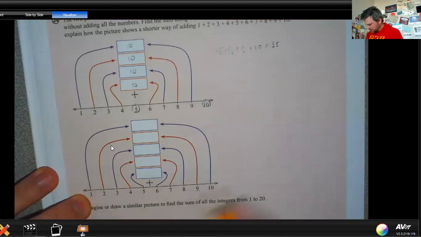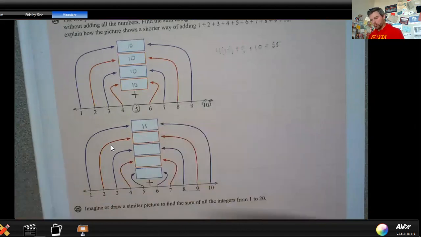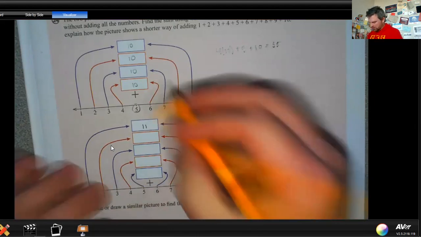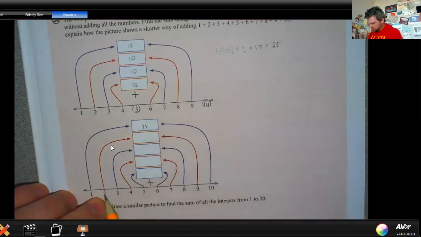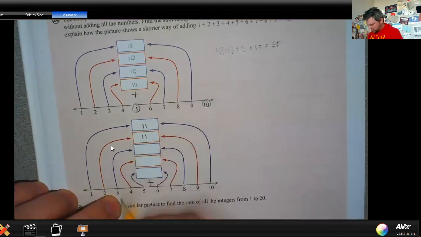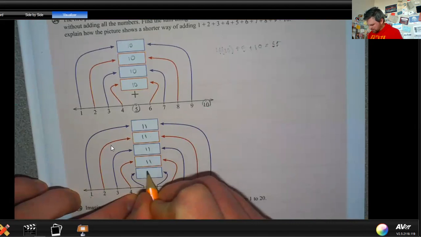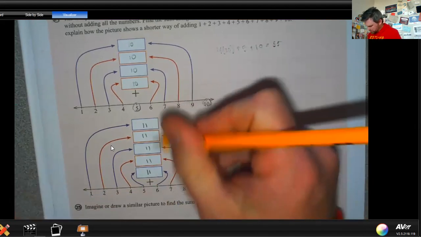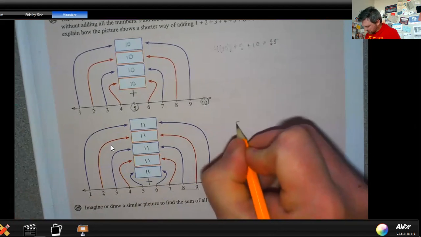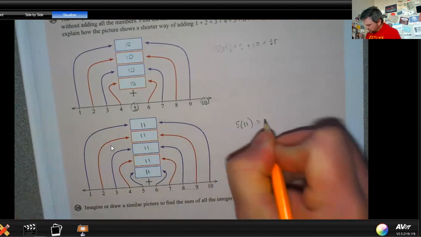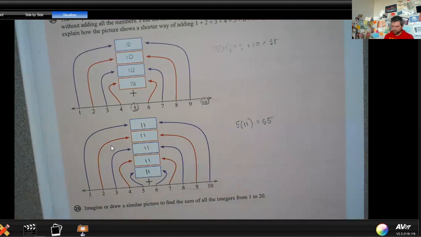So 1 plus 10 is 11. And from the previous lessons, we know that when we pair them up evenly or equally distance apart, they should give us the same numbers. So 2 and 9 is 11, 3 and 8 is 11, 4 and 7 is 11, and 5 and 6 is 11. So we're just going to add those up because I don't have any extra numbers down here. So this picture is 5 times 11, which is 55.